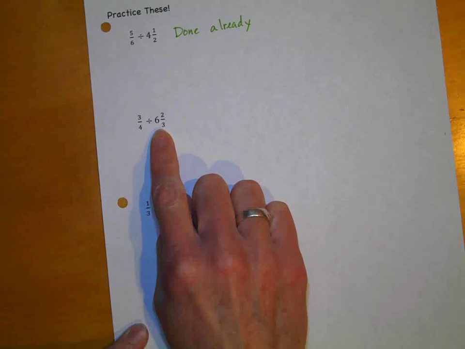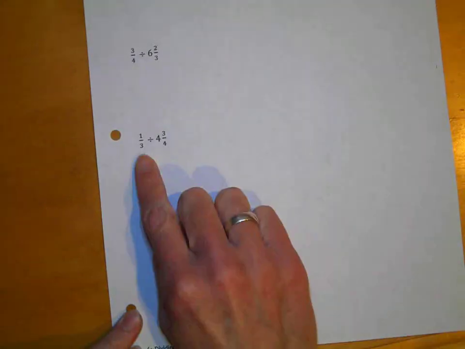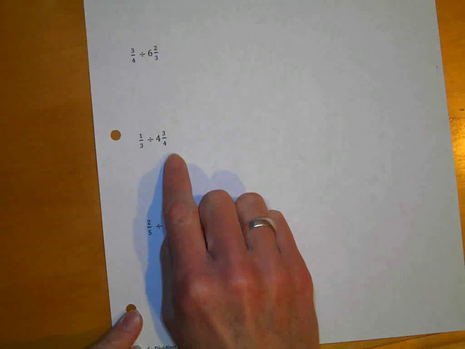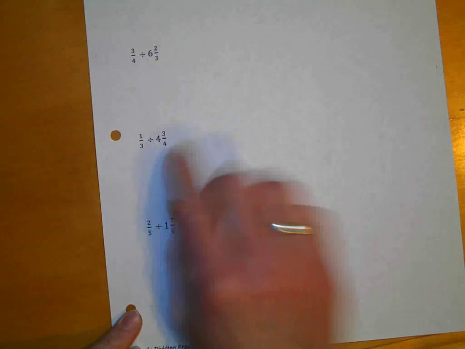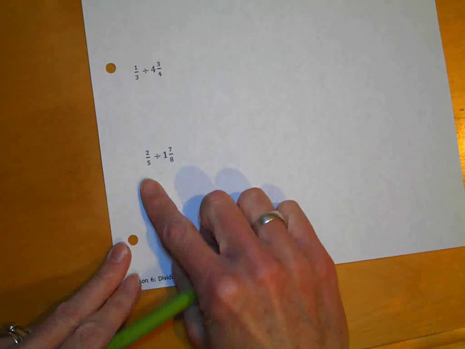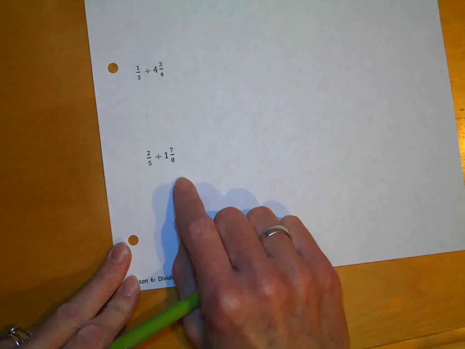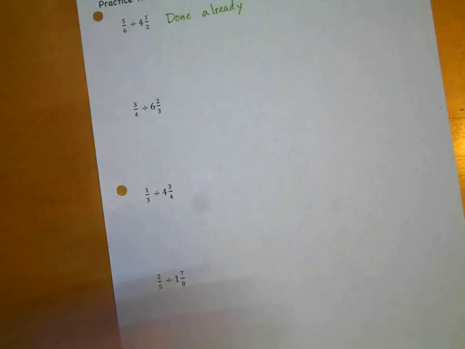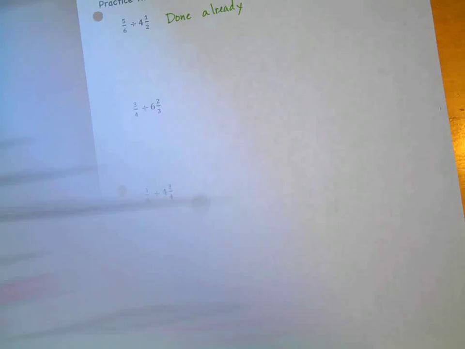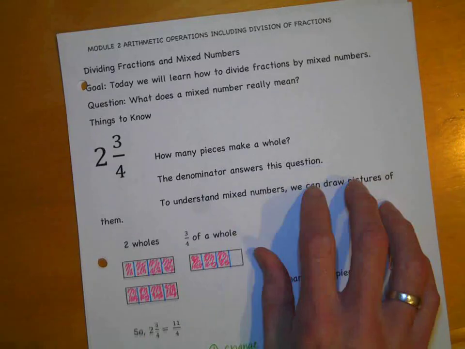I would like you to show me 3/4 divided by 6 2/3. Okay. Next one, 1/3 divided by 4 3/4. Okay. And the last one, 2/5 divided by 1 7/8. Okay. All right, kiddos, those are your practice problems.